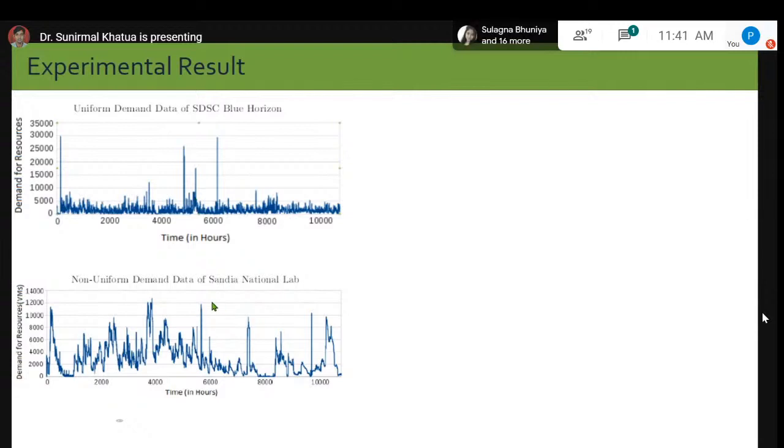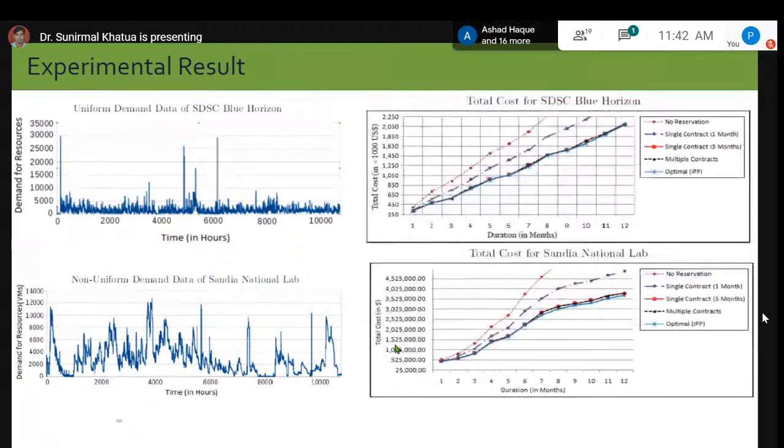What is the reason for choosing these two? The first one has a uniform distribution, and in the second one you can see the demand has lots of fluctuations. With the non-uniform distribution, we try to observe the performance of the heuristics we found on both uniform and non-uniform environments, and we get very good results.